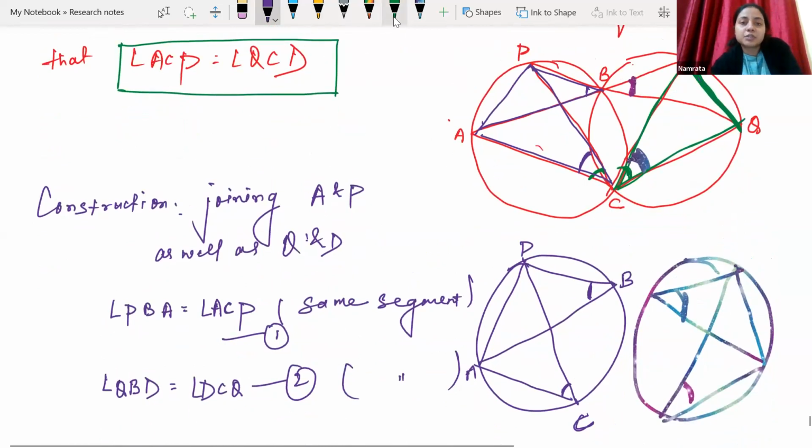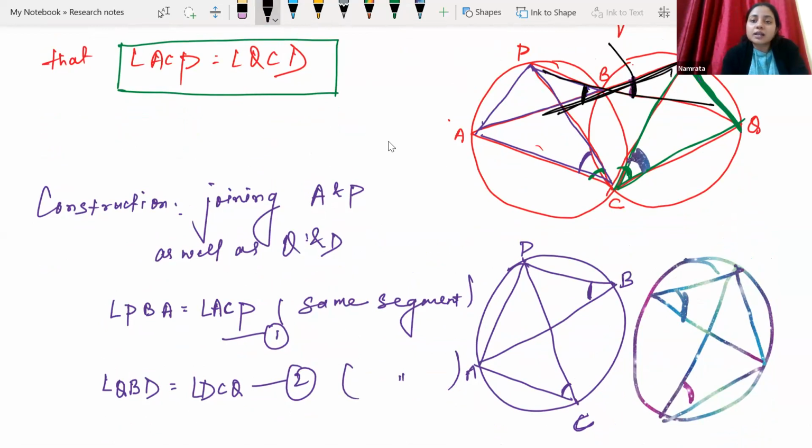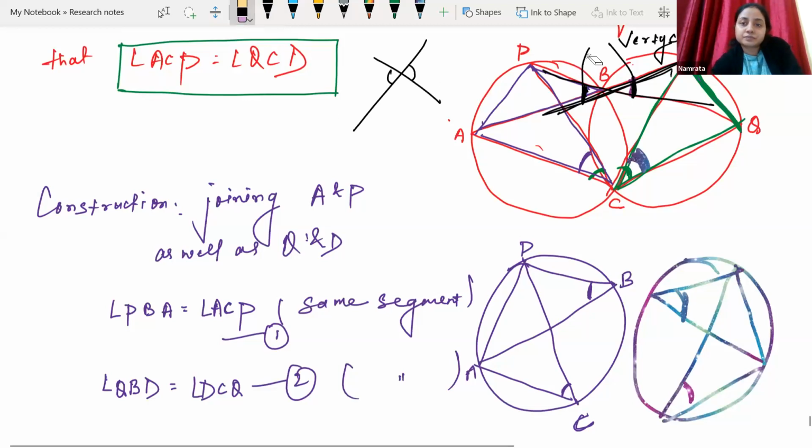Lines and angles chapter you have already completed. So can we say that if this line and this line are intersecting each other, then this angle and this angle are vertically opposite angles? Yes or no? Two lines are intersecting each other and these are vertically opposite angles. Can we say? Yes, ma'am.